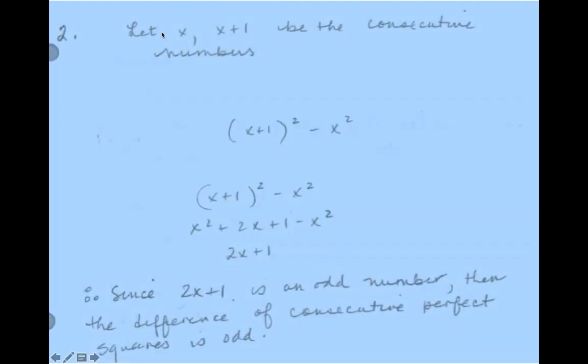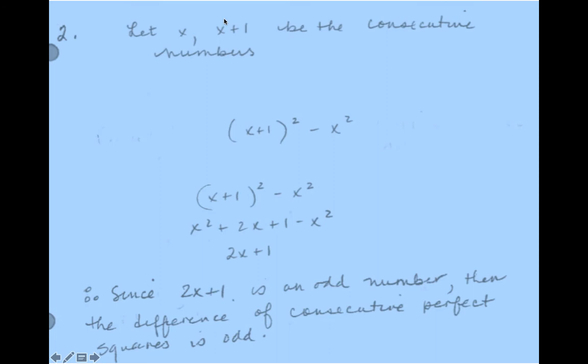So there you have it. I start with x, and the next number beside x would be x plus 1. So these are my two numbers. And what I'm going to do is find the difference of their perfect squares. Now I'm going to be a little strategic here, because I need to find the difference between these numbers. And I know if I put the biggest number first and subtract the smaller, I'll avoid any extra negatives.